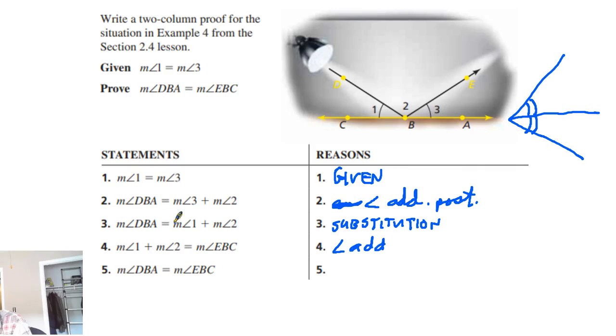However, because of the way we're doing it, because we're saying DBA equals this, and then this equals that, it really looks more like the transitive property. So I'm going to go ahead and put transitive, and now we have completed the proof, and we've used logic, we've used deductive reasoning to determine that the measures of these two angles are equal, given that the measure of angle 1 equals the measure of angle 3.